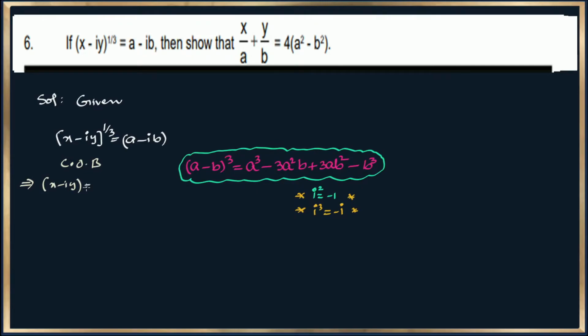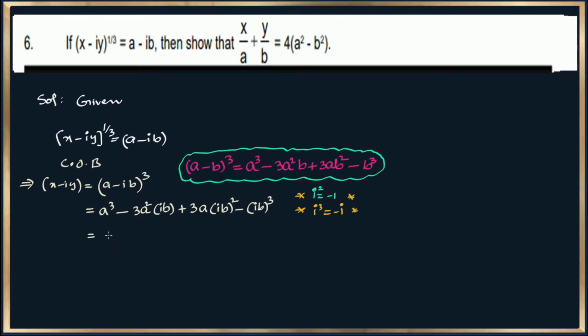Then the given becomes x minus iy. After cubing, the 3 gets cancelled, becomes (a minus ib) whole power 3. This is in the form of (a minus b) whole cube. What is the formula of (a minus b) whole cube? a cube minus 3a square b plus 3ab square minus b cube. If you expand using (a minus b) whole cube, first term is a cube, minus 3 times a square into b, but in the place of b, ib is there, so write down ib as it is, next plus 3ab square, but in the place of b, ib is there, (ib) whole square, minus b cube, that is (ib) whole cube.